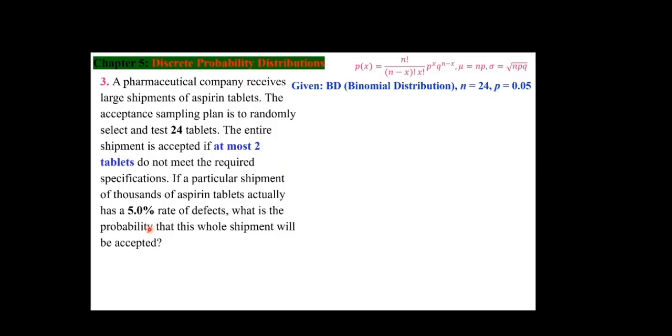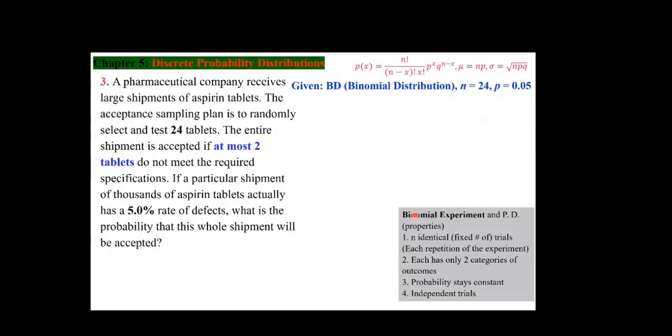Remember, p refers to the probability of success. Success doesn't necessarily mean something positive. That's important to know. So if we want to go with this formula, we are going to replace the p with 0.05. We're going to replace the n with 24. And everybody remembers that q is 1 minus p, or 0.95.